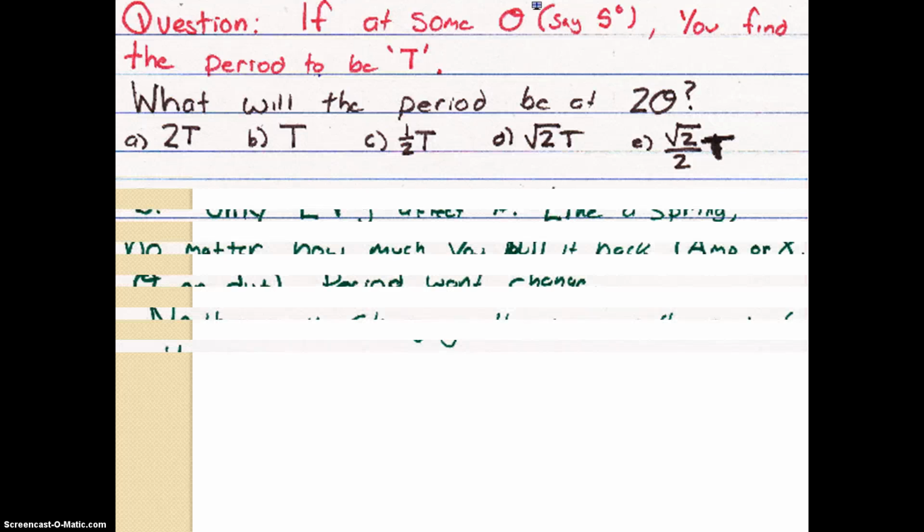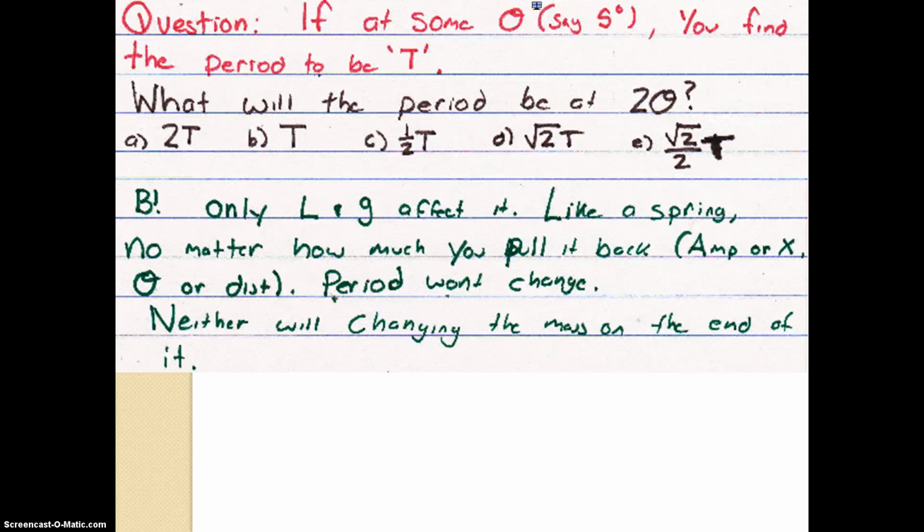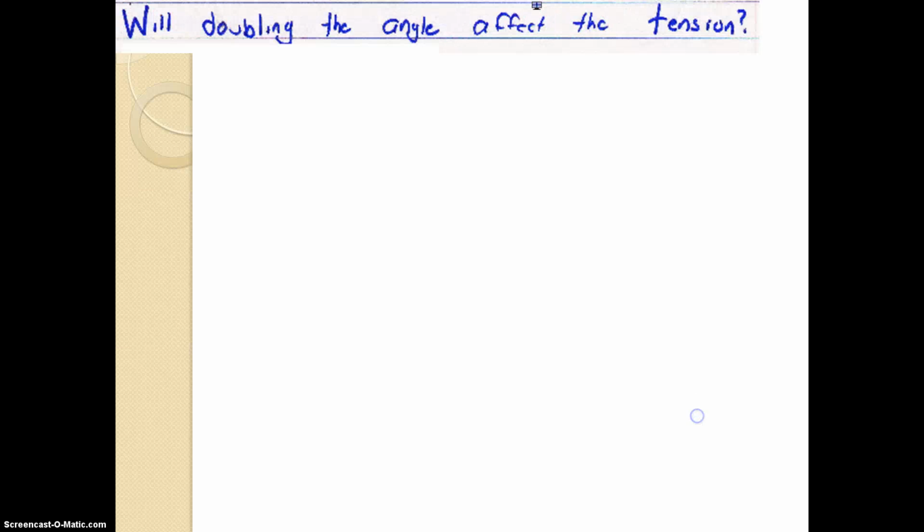All right, welcome back. We're going to say it's B. It's the same. Only length and gravity affect it. Like a spring, no matter how much you pull it back, which is amplitude or x for a spring, theta or distance for a pendulum, the period won't change. Neither will changing the mass on the end of it, which is kind of different from a spring to a pendulum. In a spring, the mass has an effect. In a pendulum, it doesn't. That's because both forms of energy in pendulums, gravitational potential and kinetic, have mass in there, whereas for springs, only one of the equations does, so mass still has an effect.